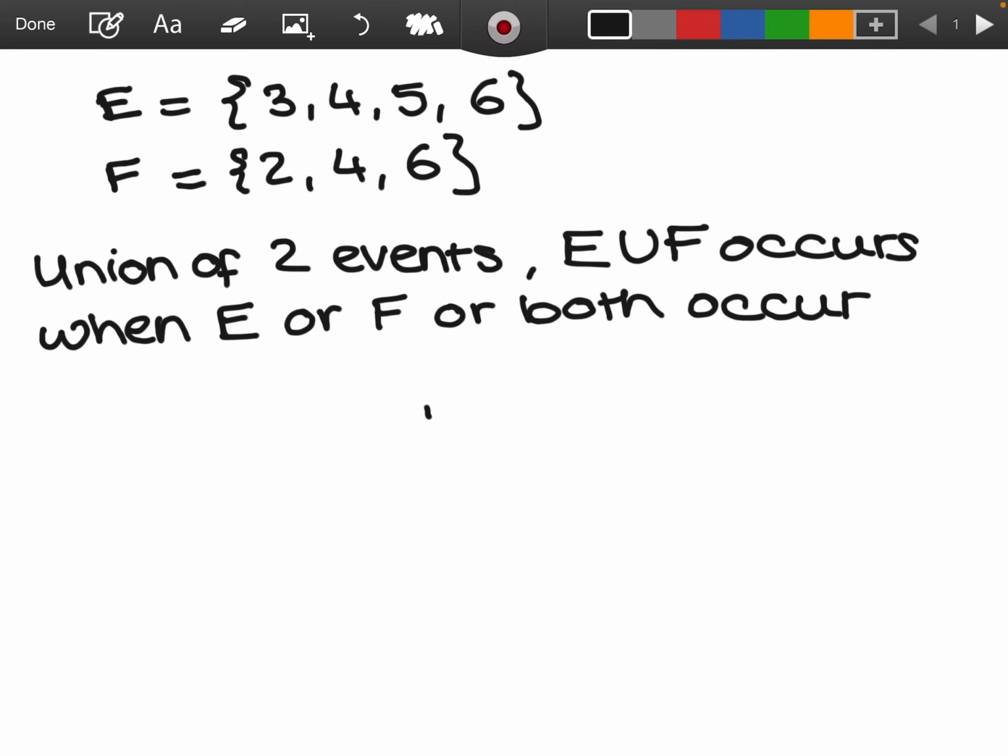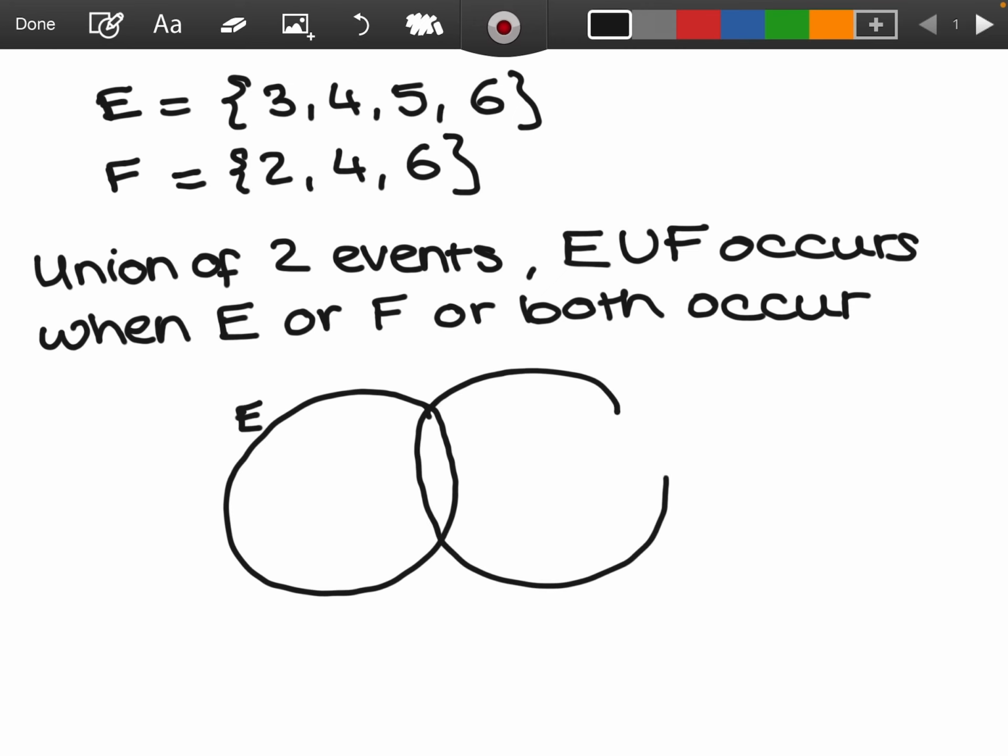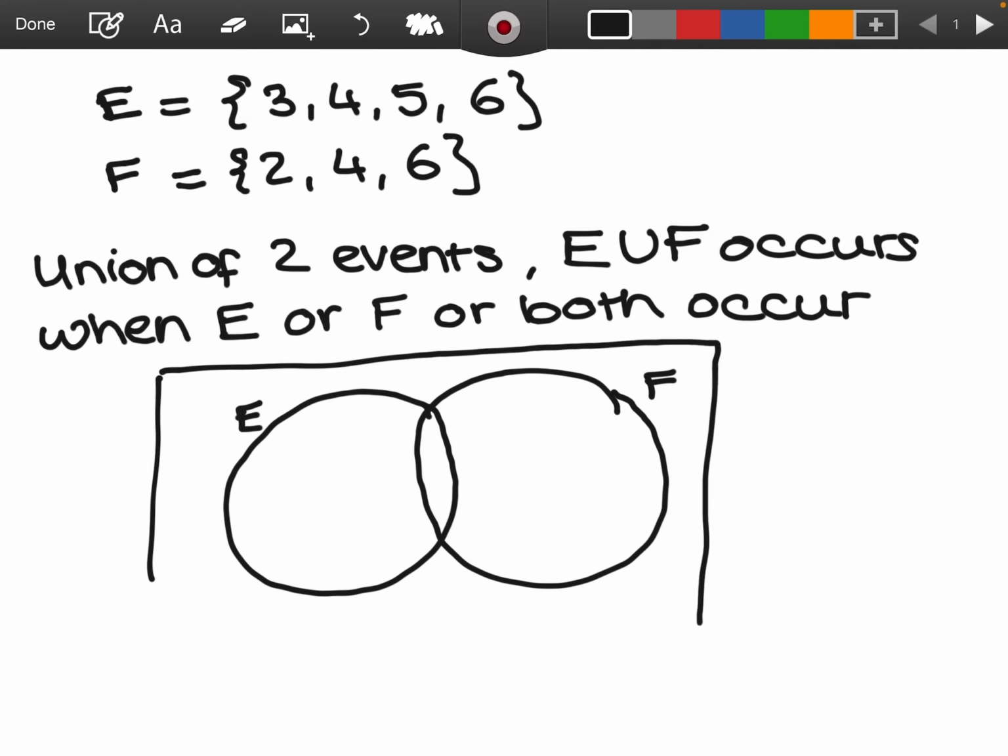Okay, so let's draw this as a Venn diagram. Inside this circle we have all of our outcomes that are in the event E, and in this circle we have all the outcomes that are in our event F, and then this will be our sample space. We'll call it S. If we're doing the experiment of rolling a die, S is going to contain all the numbers 1 through 6. E just contains the numbers 3, 4, 5 and 6, so it's rolling at least a 3, and F is going to contain all the even numbers.